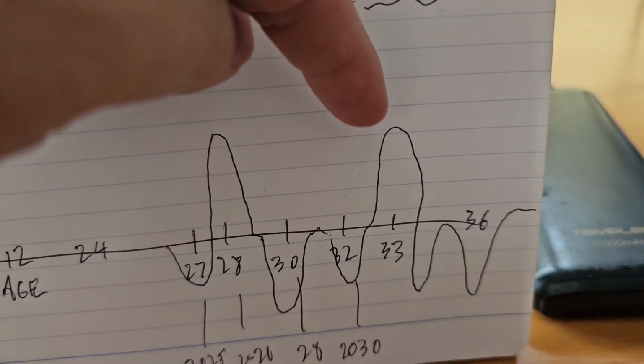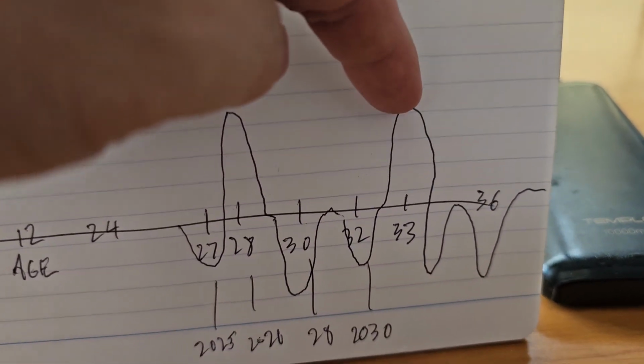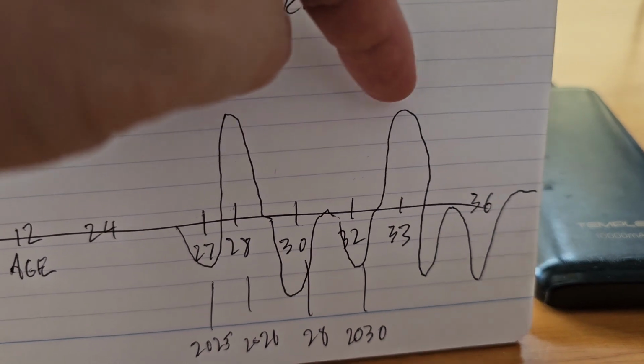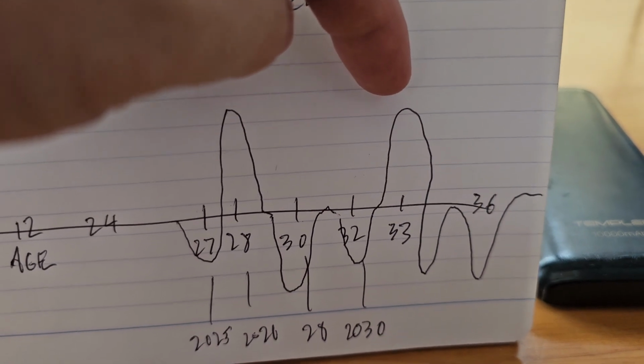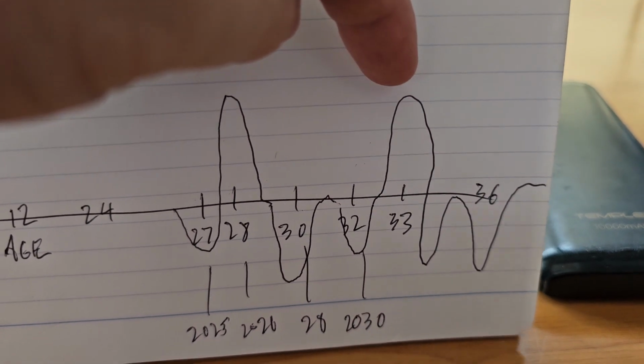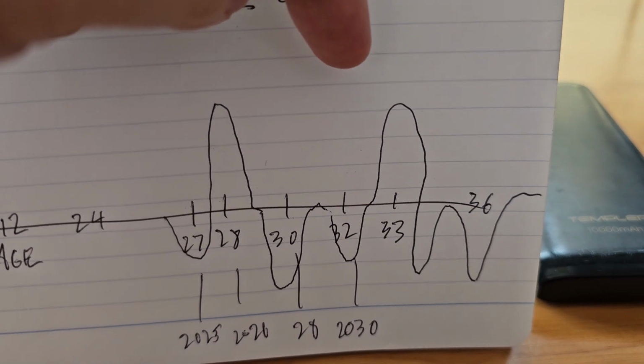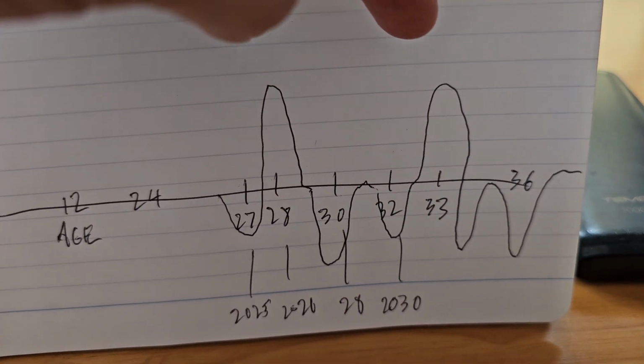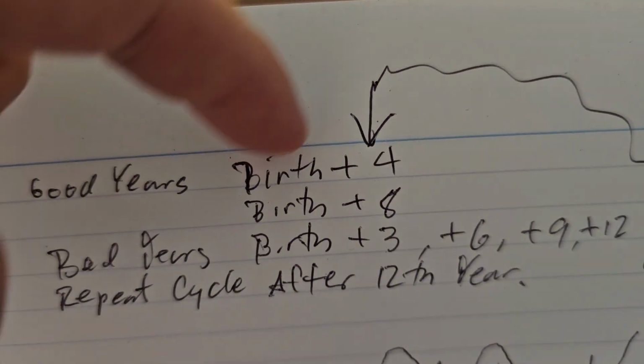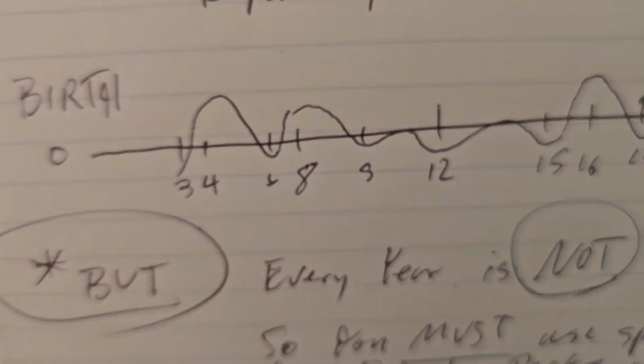8 years after you're born, plus 12 years. 8 plus 12 is 20. 20 plus 12 is 32. So your good years are, let's see, did I do this right? Anyway, just add birth date plus 4. Let me keep explaining this.